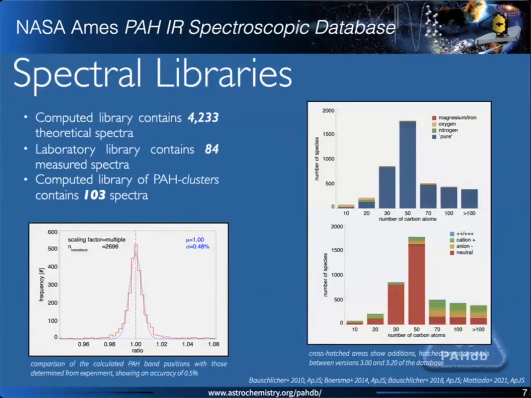The current version of PAHdb's library of computed spectra contains some 4,233 spectra, that of the laboratory spectra 84, and the recently added library of PAH cluster spectra some 103. Each method of acquiring spectra, be it computational or directly from the lab, has its own advantages and disadvantages.